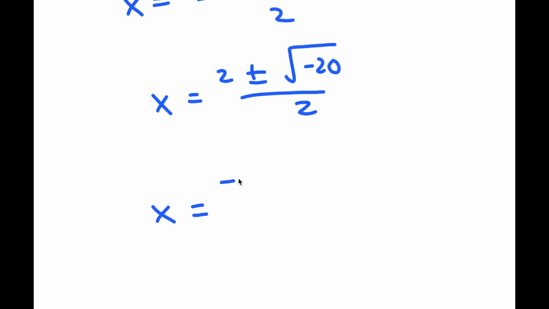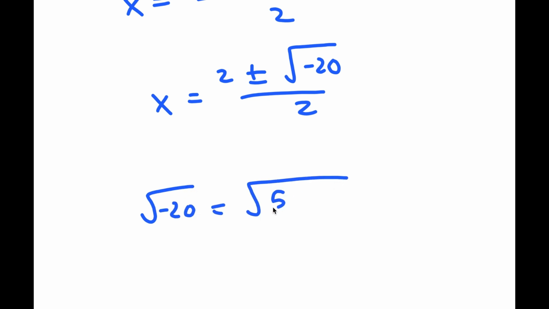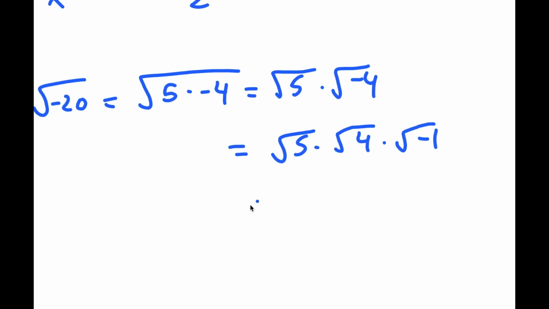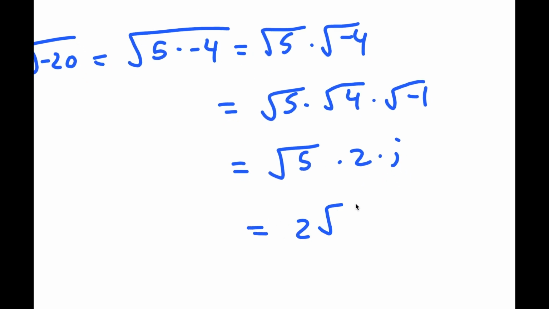Now the square root of negative 20 is equal to the square root of 5 times the square root of 5 times negative 4, which is equal to the square root of 5 times the square root of negative 4, which is equal to the square root of 5 times the square root of 4 times the square root of negative 1, which is equal to the square root of 5 times 2 times i, which is equal to 2 root 5 i.